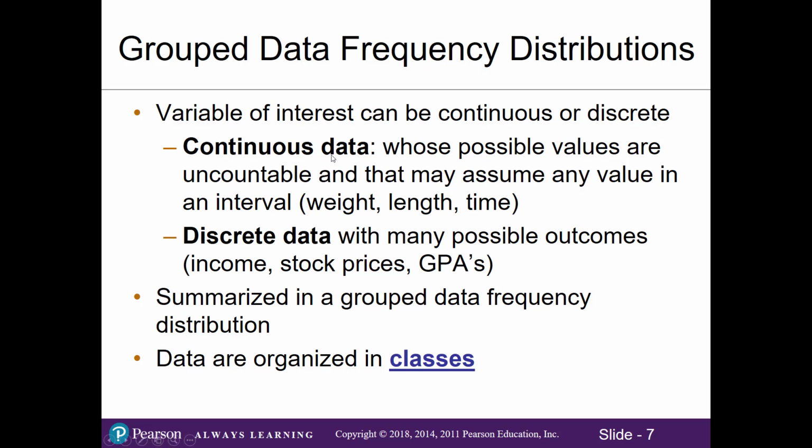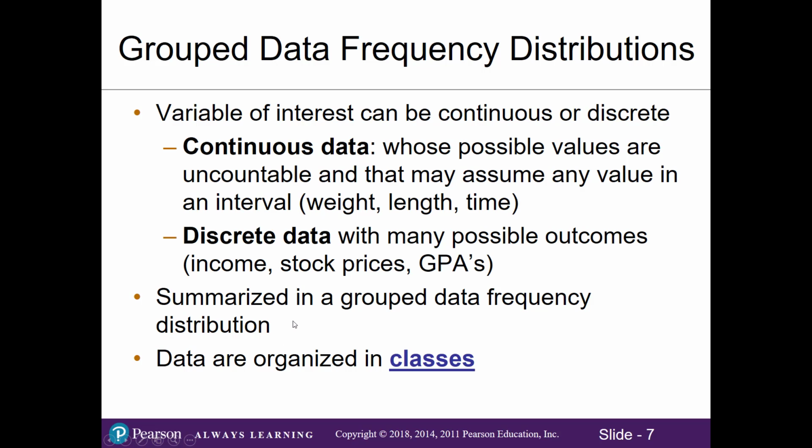So with continuous data, the values are uncountable, and it can be any value in an interval. For instance, weight, length, or time. So with weight, I can say something weighs 20 pounds. I can also say something weighs 20.25 pounds. And I can get very granular with the data, hence it's continuous. With discrete data, recall it's where we count, and again, it can have many possible outcomes, but at least it's countable. So how many students have a 4.0 GPA, for instance?